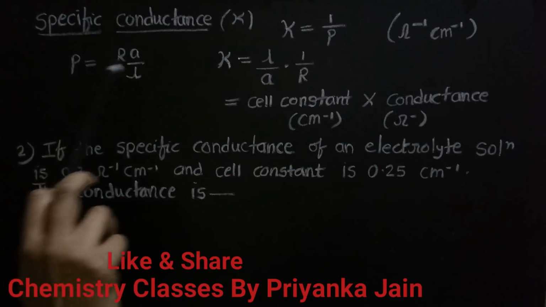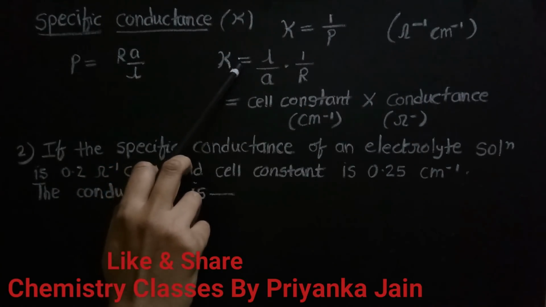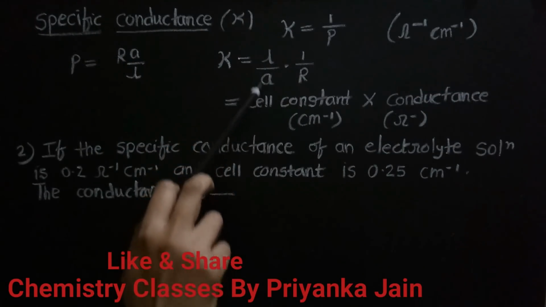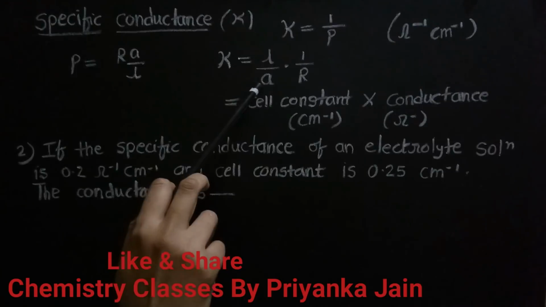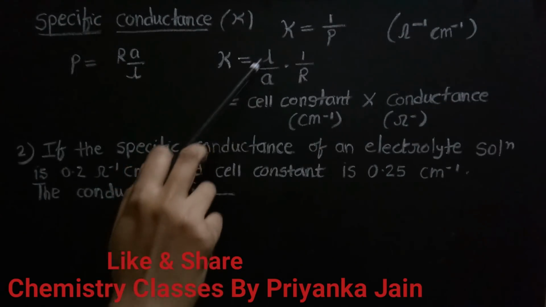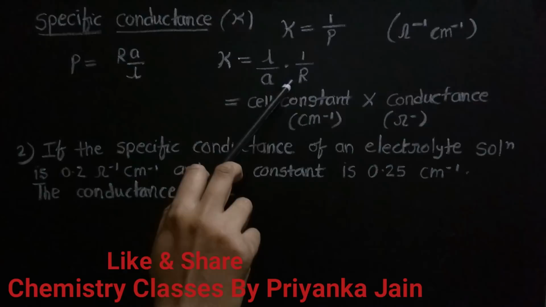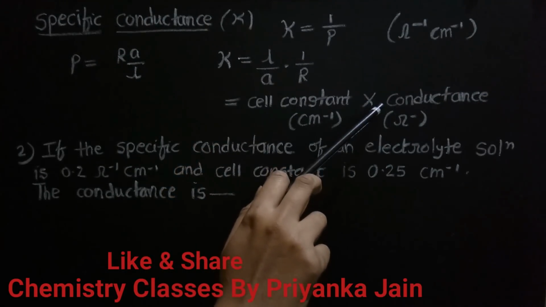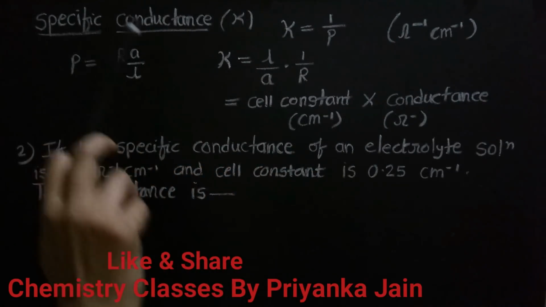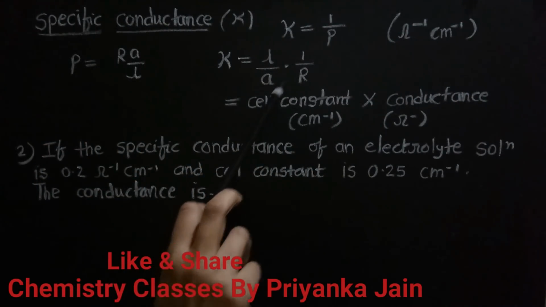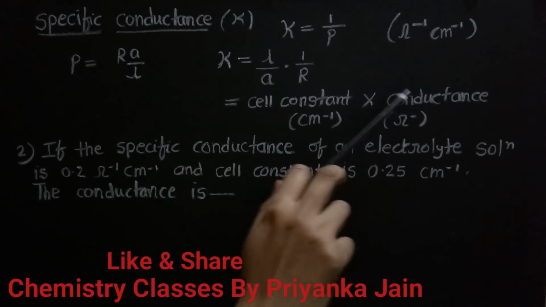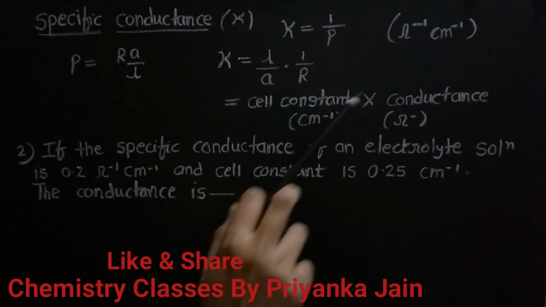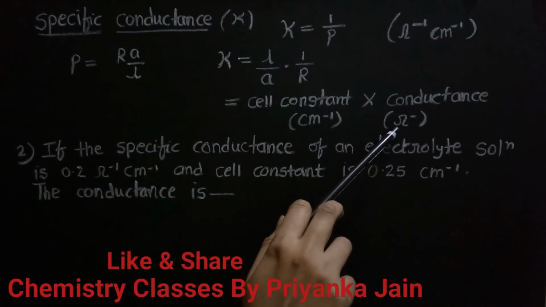So when we put this value, our specific conductance will be equal to L upon A times 1 upon R. Here L upon A is known as the cell constant because this value is constant for a particular cell. And this 1 upon R, the reciprocal of resistance, is known as the conductance. So our specific conductance will be equal to cell constant times conductance. Cell constant is given in units of centimeter inverse, while conductance is given in units of ohm inverse.